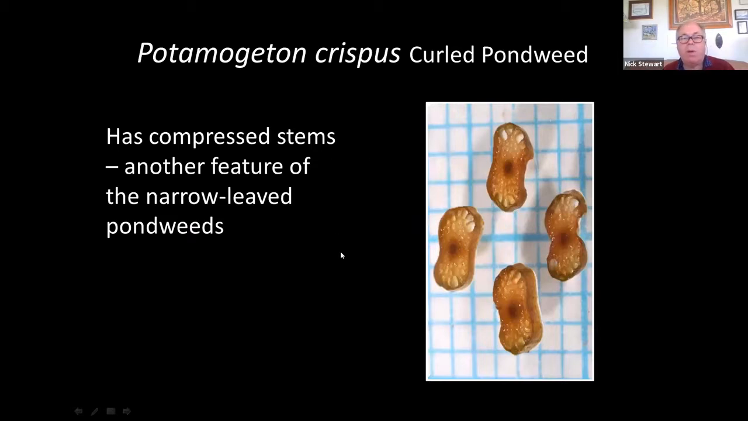Another feature of the curled pondweed is that it has a compressed stem, and that is a feature of the narrow-leaved pondweeds. They all have either a sort of oval or even flatter cross-section to the stem, whereas the stems of the broad-leaved pondweeds are cylindrical.